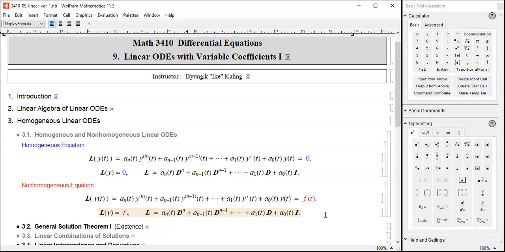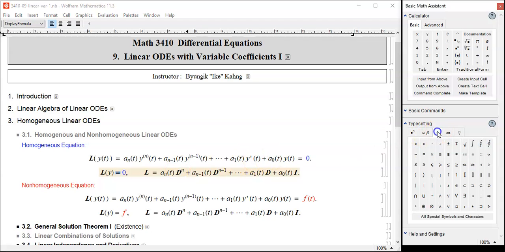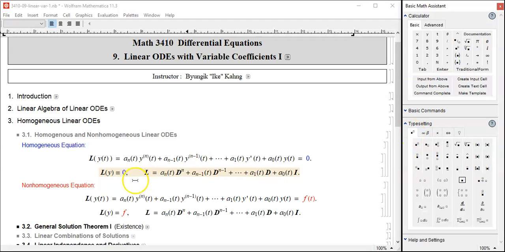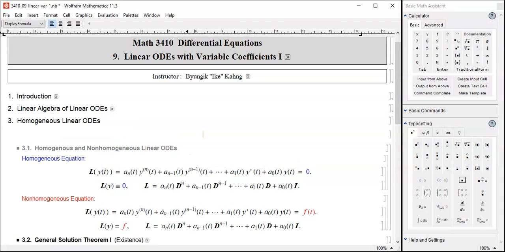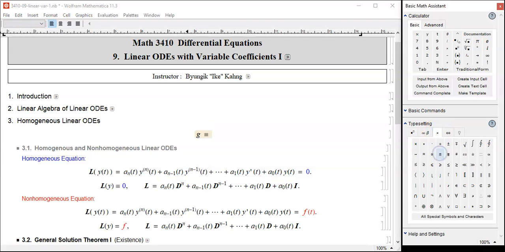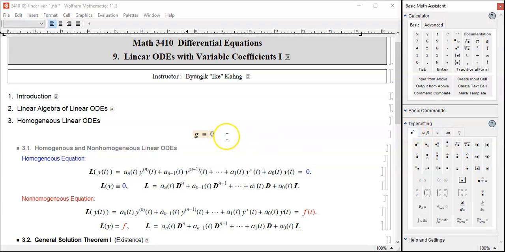By the way, I'm going to use this symbol quite often. Instead of writing just L of y equal to 0, I may write it like this, using a triple horizontal bar. What do you mean by this? It's a widely accepted notation. G, with the triple bar equal to 0, means G is constantly equal to 0.